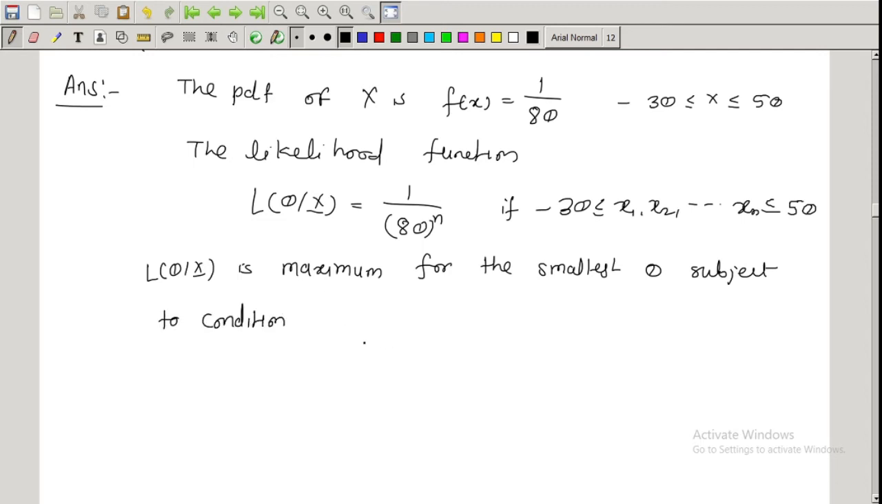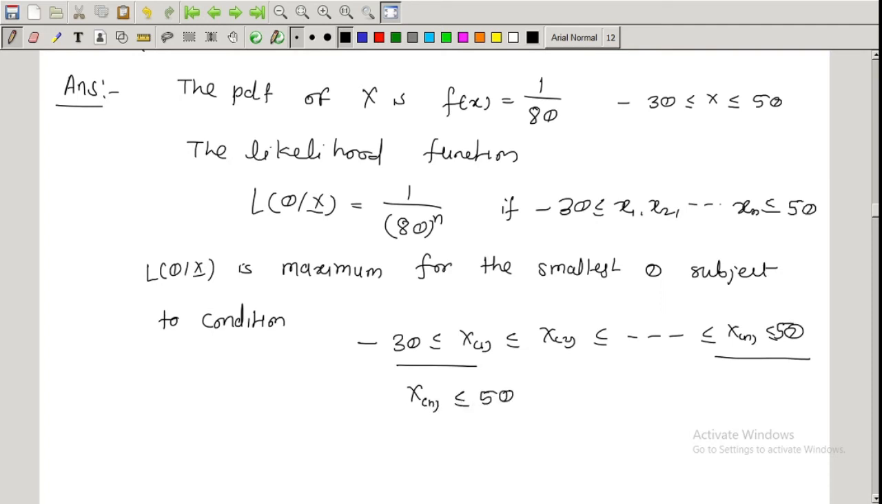So what is the condition? Minus theta is less than or equal to x order 1, which is less than or equal to x order 2, up to less than or equal to x order n, which is less than or equal to theta. So here we get two terms. The first is 5 theta. So x order n is less than or equal to 5 theta. This implies x order n upon 5 is less than or equal to theta, equation number 1.